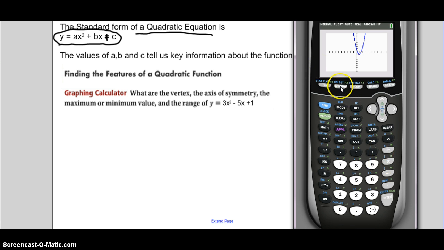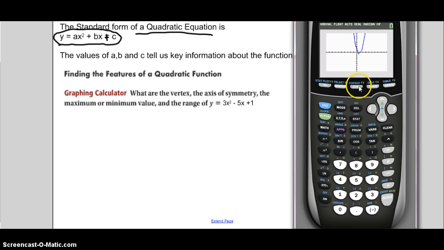Do me a favor, go to Window and scroll down to where it says XRes on your calculator, and probably just make that a 7, and then regraph that, and you'll see how much faster it is. Lo and behold, there it is.